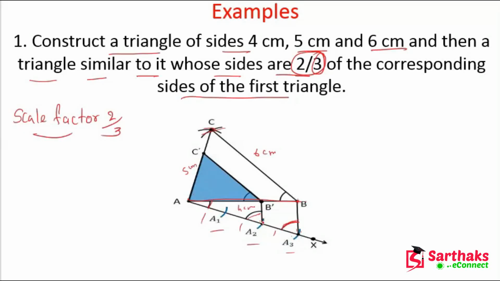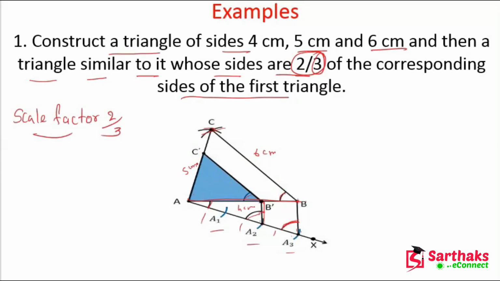So we have this intersecting point, and from this we have to join. So we get a point B dash, and from this B dash we have to draw a line parallel to BC. So for this we have to make an equal angle like this. Okay, so we get a C dash point. So this is a parallel line. B dash C dash is a parallel line of BC.